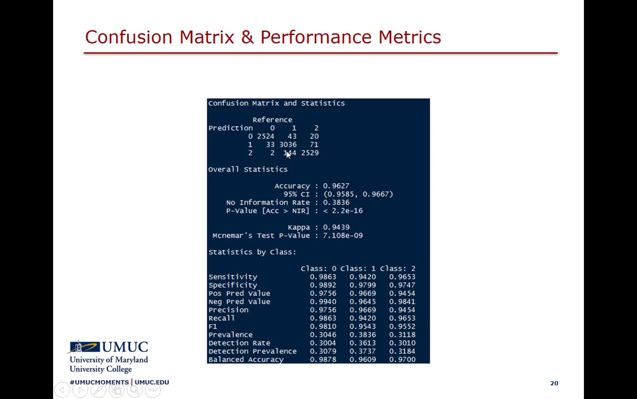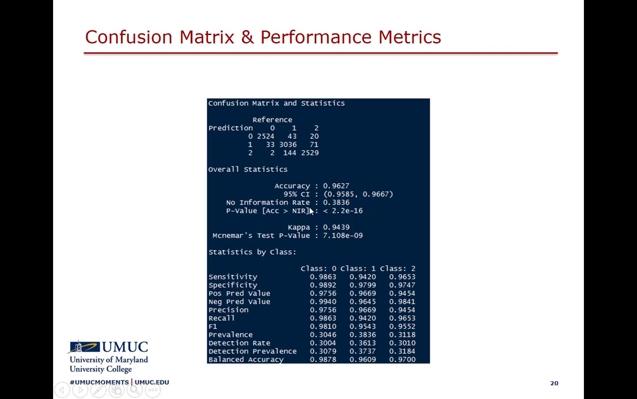More or less, we have very little imbalance in this data. So accuracy tells you 96% accuracy, which is a good number. And then there is a corresponding confidence interval. So the 95% confidence interval is the range within which the accuracy will fall with that probability.